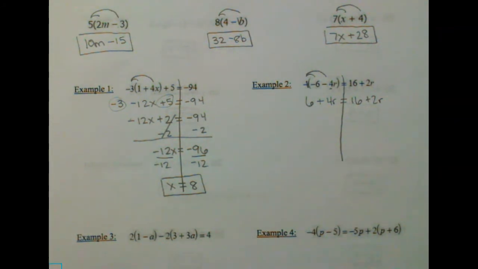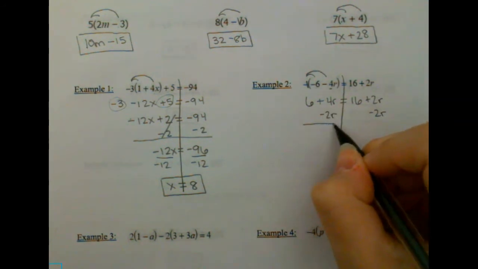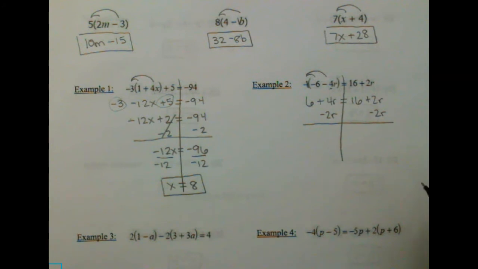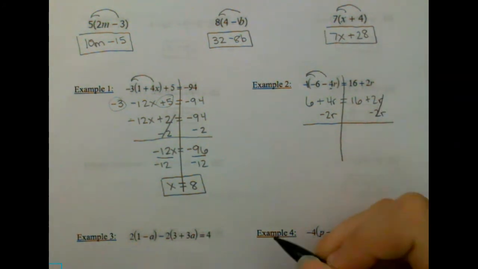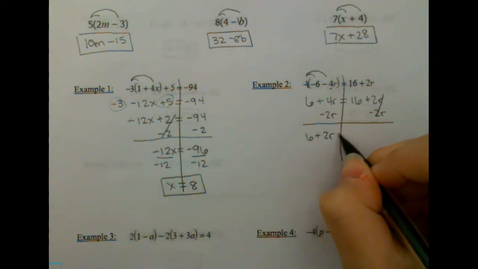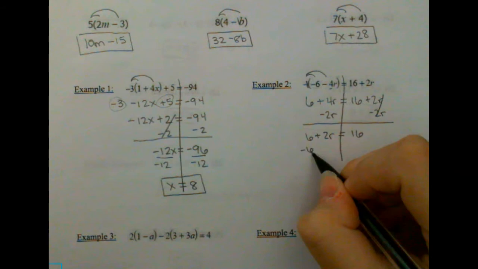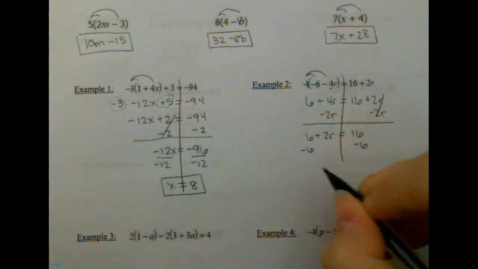Now we're going to go ahead and start moving things to the left and the right. I like my variables on the left, so I'm going to start by subtracting that 2r to the other side. They cancel out, and I get 6 plus 2r equals 16. Then I'm going to subtract the 6 over.